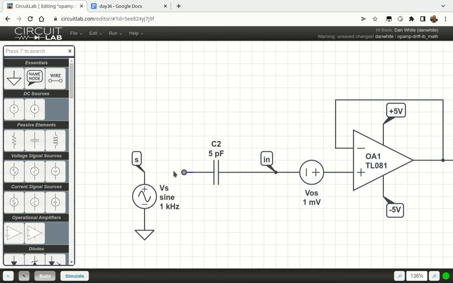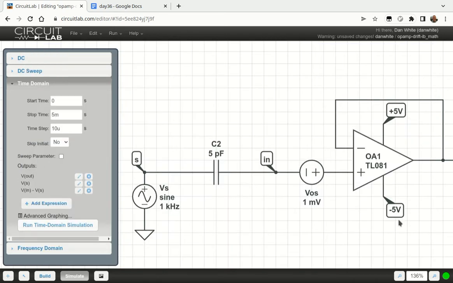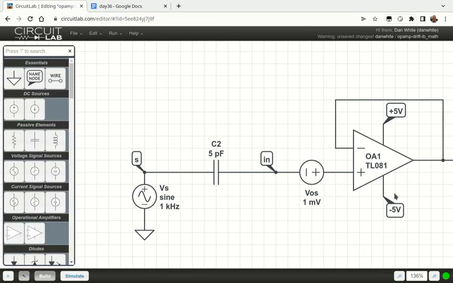Wire it up and re-simulate. What's up with this? That's weird. Do you see how that's weird? That's really weird. So here's -5, +5. This is hooked up, right? Yeah, that's hooked up. Here's my power supply.